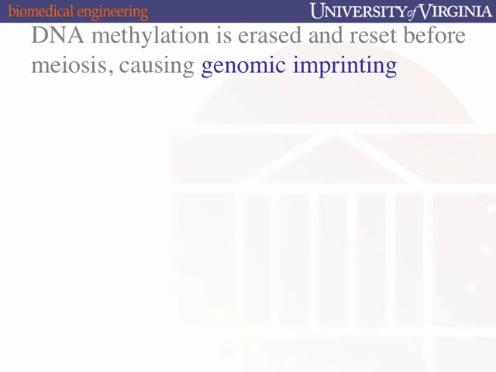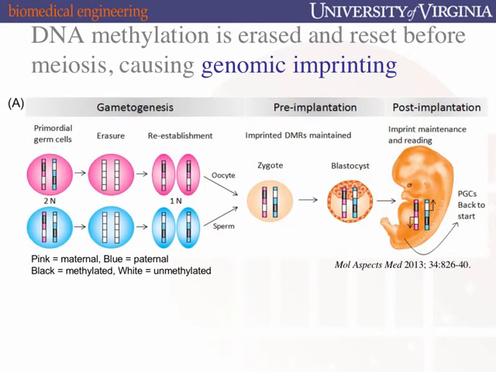The erasing and resetting and the idea that the methylation marks are going to be an indication of the egg or sperm from which the allele came from is the basis for this phenomenon called genomic imprinting, which I'm going to talk about in a cartoon form because it's a little bit complicated. Here's my cartoon. We're going to begin on the left with what are called the primordial germ cells. These are the progenitor cells that eventually give rise to egg and sperm in females and males.